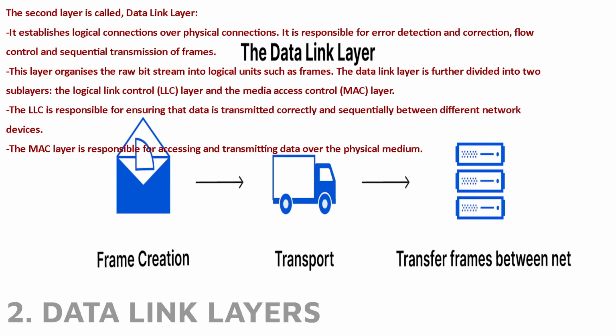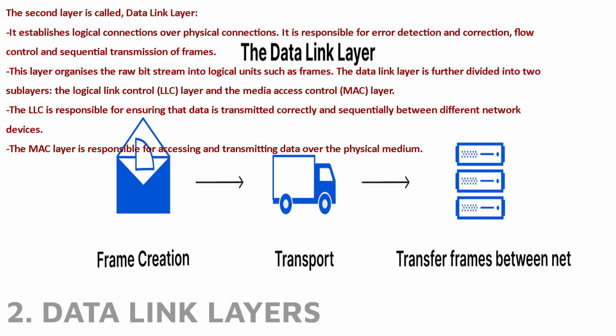And the second layer will be the data link layer. It establishes logical connections over physical connections. So basically it's based on physical connections and built up on top of it. It is responsible for error detection and correction, flow control, and sequential transmission of frames. This layer organizes the raw bit stream into logical units such as frames.